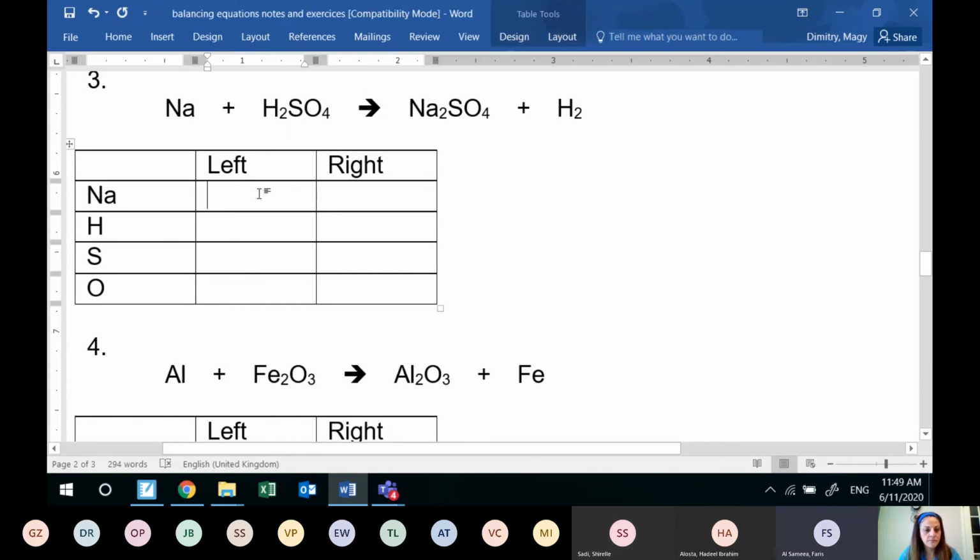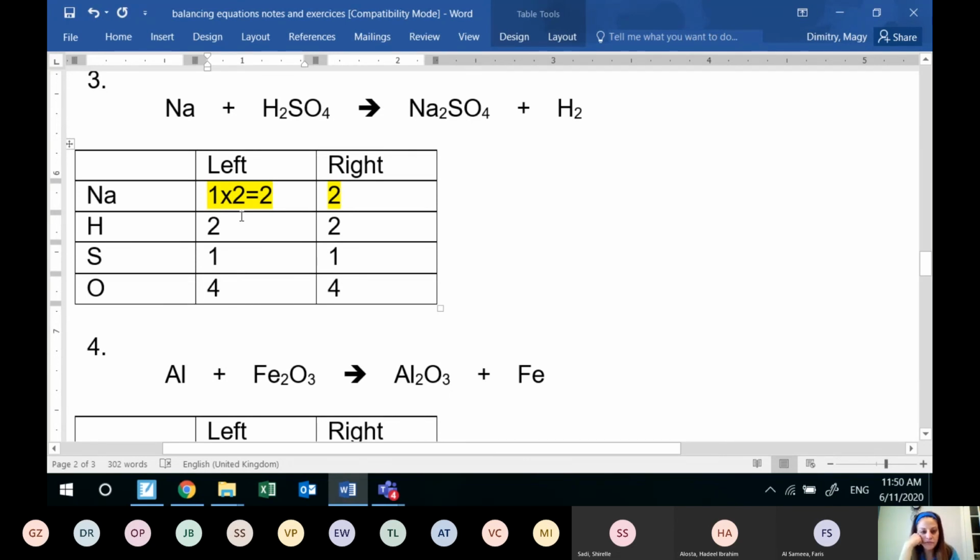For it's 1, 2, 1, 4. And on the right it would be 2, 2, 1, 4. Where's the problem? Sodium. What do I have to do? Times it by 2.